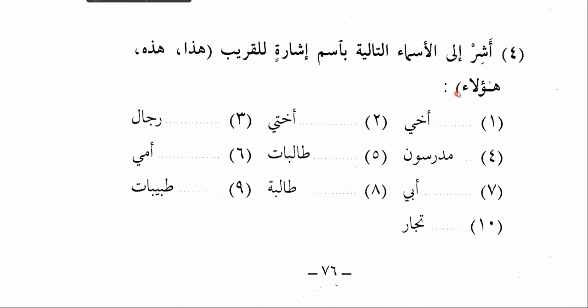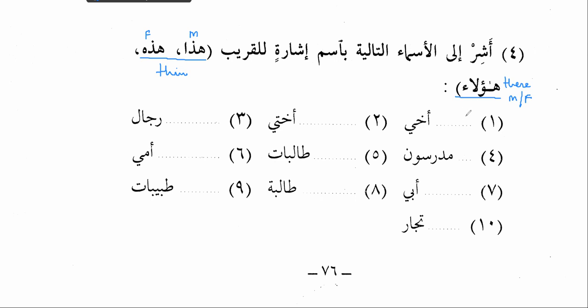So let's check the next question here. Ashir ila al-asma'il atiya bi ism al-isharati. Now you want to show with this, fill in the blanks with the ism al-ishara lil qareeb. As I told you, haulai, haza, and hazi, these are all for the qareebs. So haza for male, hazi for female, and both of them means this. And haulai means these. And this is used for both male and female.